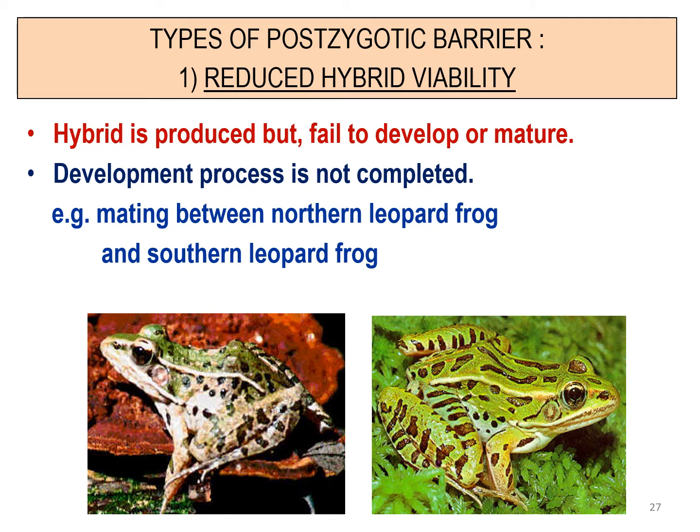Okay, the postzygotic barrier: reduced hybrid viability. First, viability is about the development of the zygote. It cannot live. A hybrid is produced but fails to develop or mature. So the process is not completed. The development process is not completed.